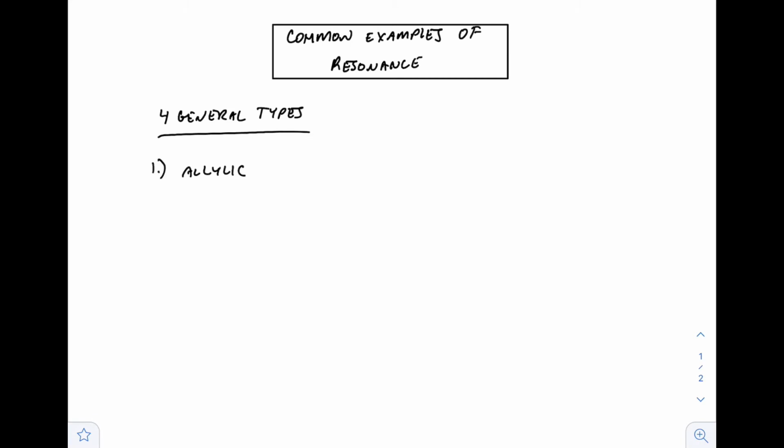All right, so let's real quick talk about some common examples of resonance. Again, we already know this stuff, right? So this is easy peasy.